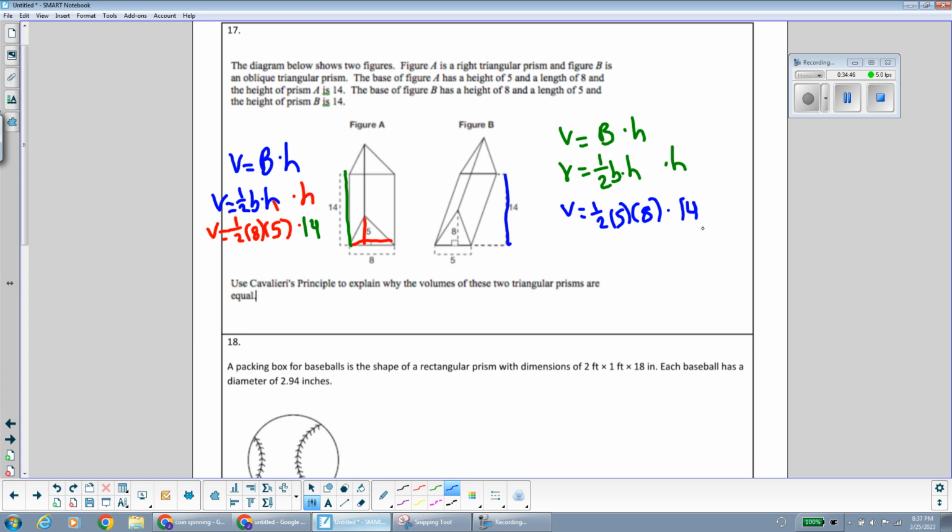So notice that we're plugging in the exact same numbers. So of course the volumes are going to be equal. So Cavalieri's principle, and I'll just write what it is at the top so that we have it as a reminder.